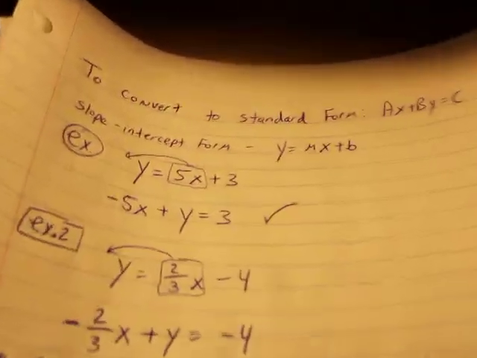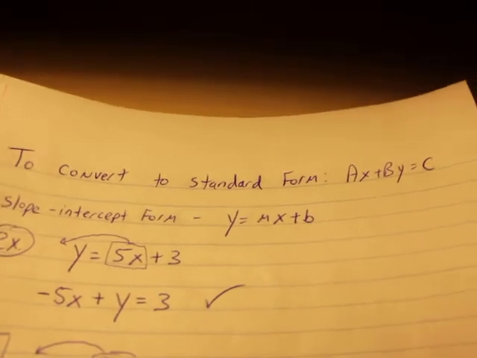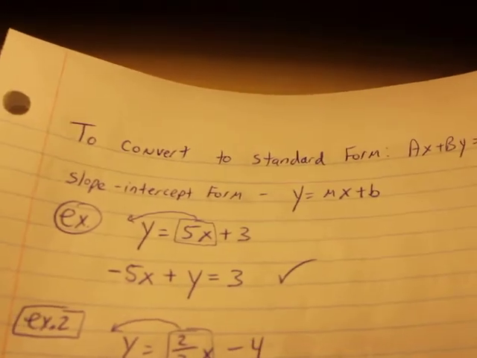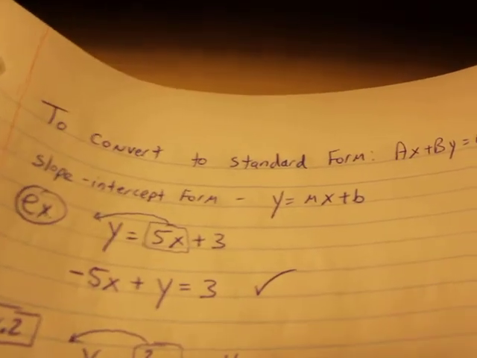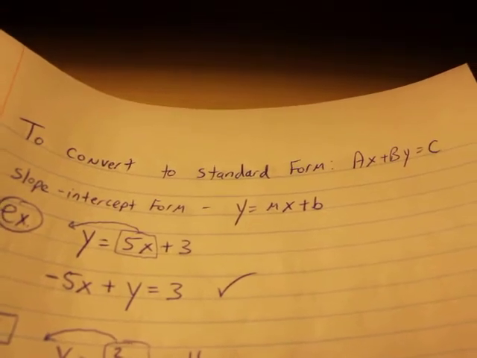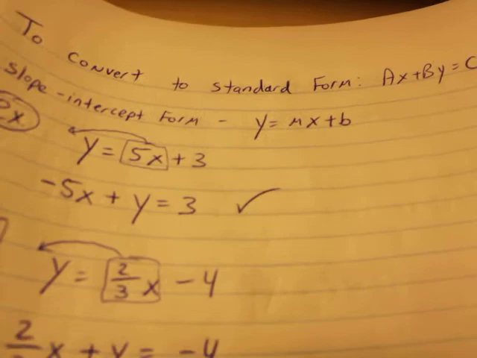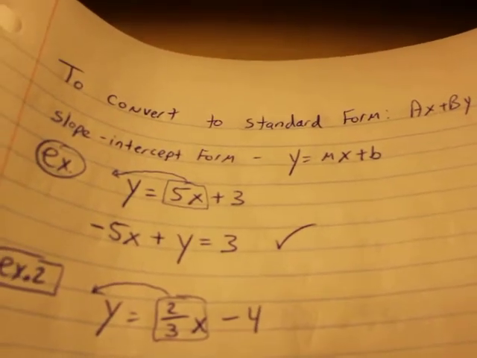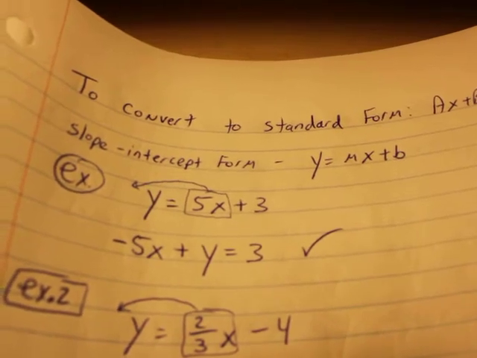And then, what if we want to convert something into standard form? So what if it's in slope-intercept form and they ask us for homework to change it into standard form? Well, I basically want to do what I did to get it into slope-intercept form in reverse. So I want to bring the x over to the other side, and then I want to make sure the coefficients are integers.